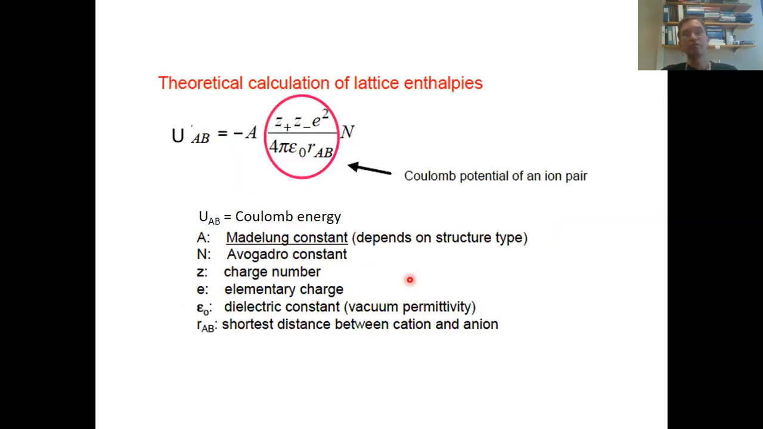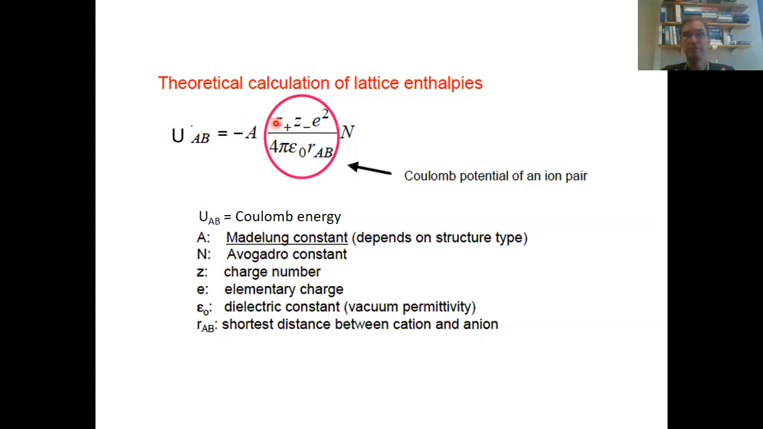Okay, so how can we systematically approach the concept of lattice energy and actually calculate lattice energy based on the electrostatic interactions between the ions? All right. So you can do this in a fairly straightforward way. So here we calculate the lattice energy of a binary compound AB, whereby A is the cation and B is the anion.